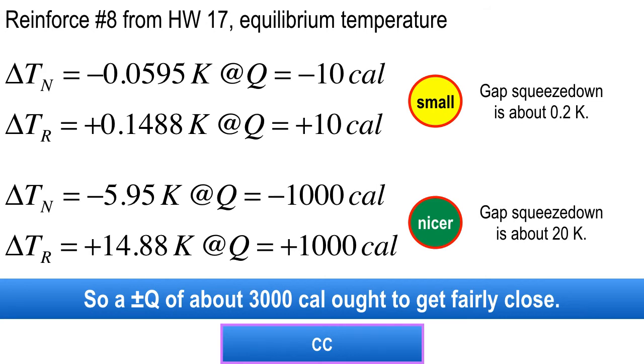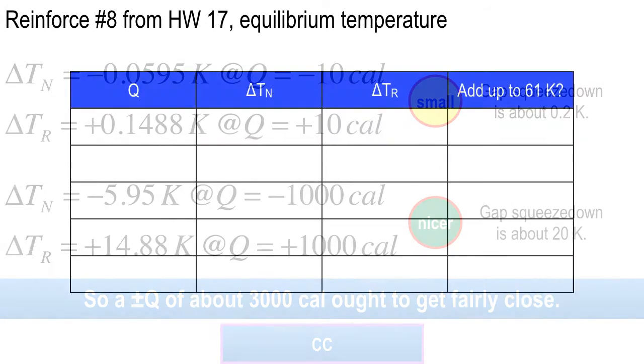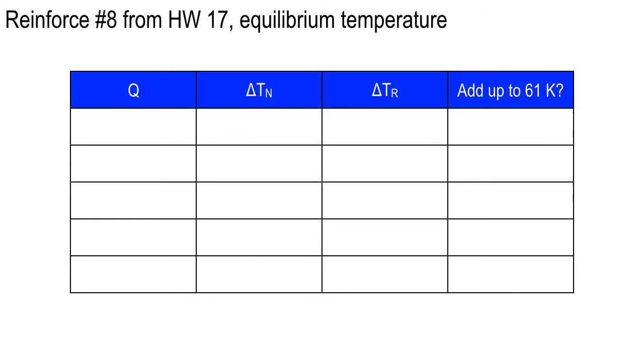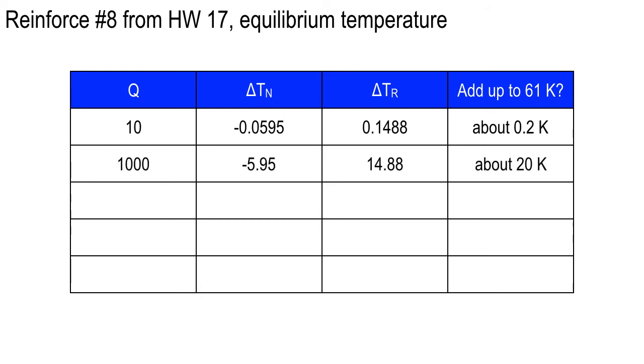Now, here's a table of my experiments, my Q experiments. First one, 10. We've already got the specs for that. Second one, plus or minus 1,000. We've already got the specs for that. Delta T subscript N, delta T subscript R. And do they add up to 61? No, but they squeeze down about 20K. So my fourth column here is my squeeze down check. When that gets me 61, ding, I'm good. All right, next one, 3,000.